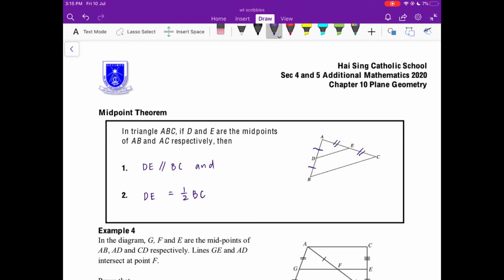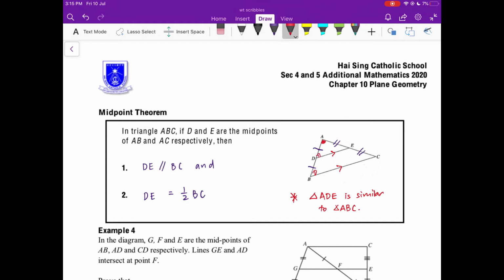We can also say that because they are parallel, triangle ADE is similar to triangle ABC. Please remember to prove it before you can say that. Prove that A is a common angle and one of the angles are the same. So this is the common angle and these angles are the same because of corresponding angles. So by the AA similarity test, these two triangles are similar.